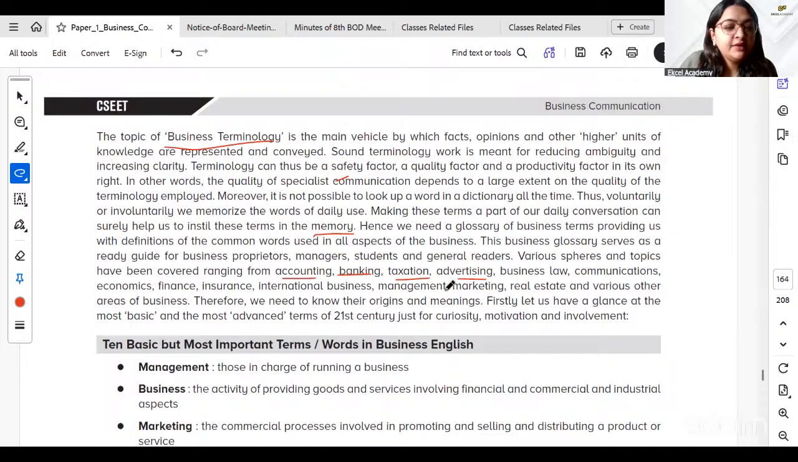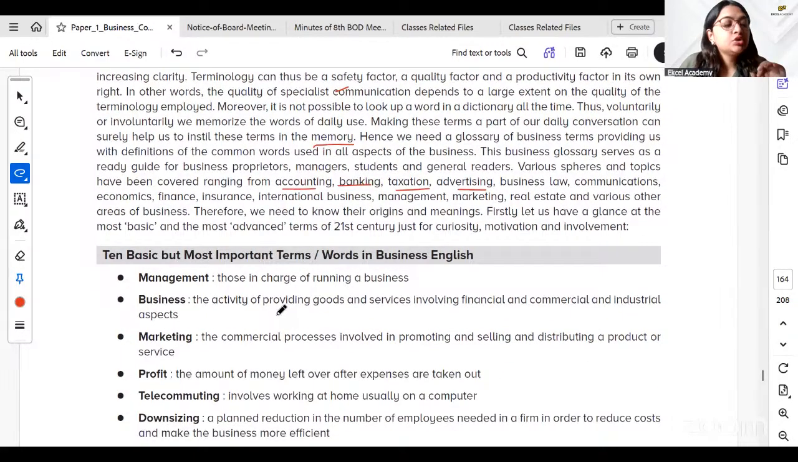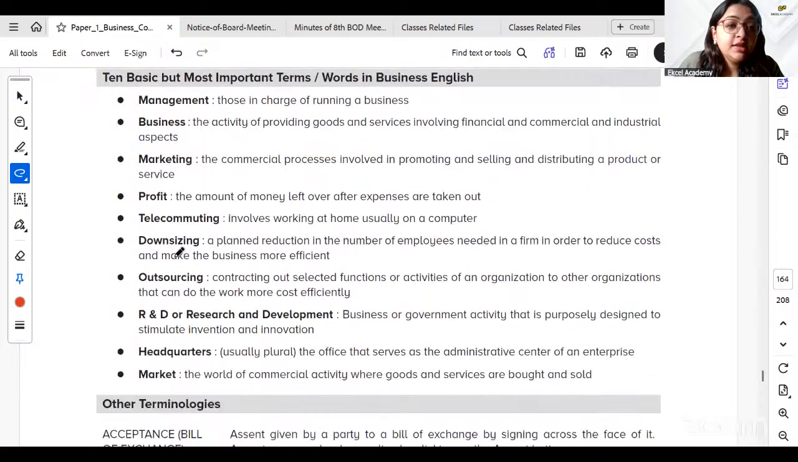So now first we will have a look at all of the basic and the most advanced terms of the 21st century. So a quick heads up, this chapter is going to be entirely these terms and understanding what these terms mean. All right. So now in business, what are the 10 basic terms?